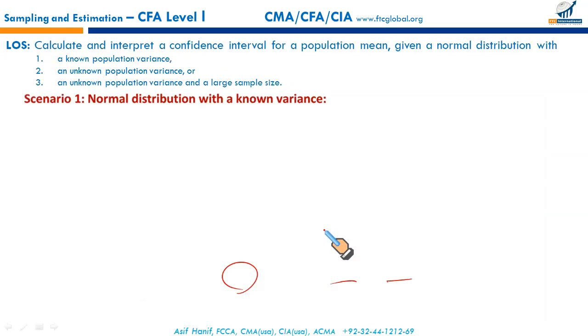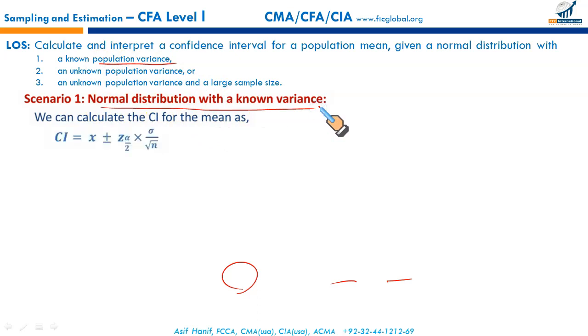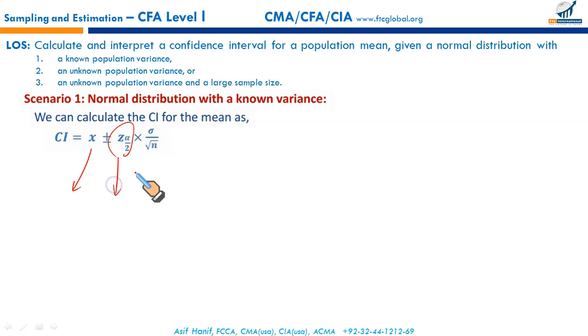Let us discuss the first scenario where the population variance is known. How do we calculate the confidence interval? When we have the known population variance, we use this formula to calculate the confidence interval. What do these legends here mean? This X here is the point estimate, our test statistic. This here represents your Z-score. We'll do it shortly. And this is the standard error we calculated in our previous reading.